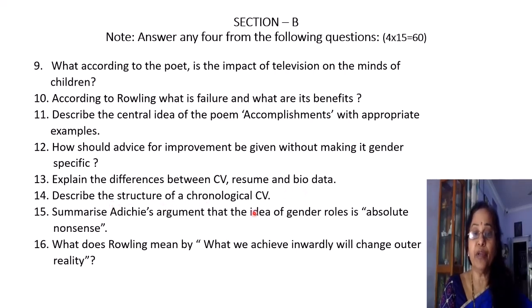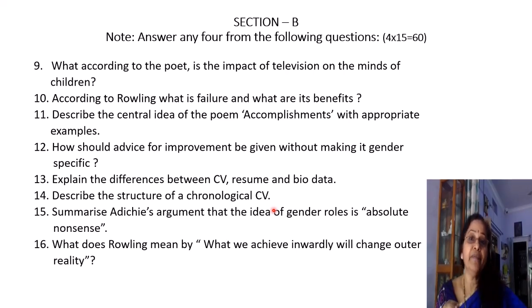Describe the structure of a chronological CV. So there are basically two different types of CVs, curriculum vitae, chronological and functional. So chronological talks about the recent achievement first, and then you go back. Whereas the functional, you just give what is your basic qualification and then you move on. So that is the difference. And the structure of chronological CV you can give.